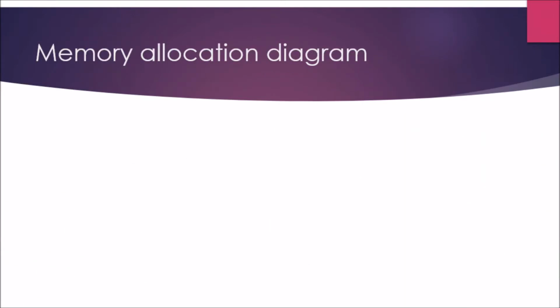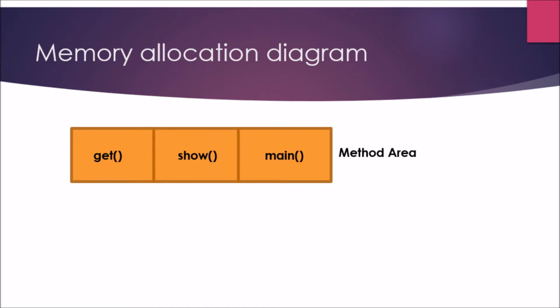So now let's get back to the memory allocation. As I told you, all the functions of your class will get memory at the static time, at the class loading time, in the method area. That area is called the method area.